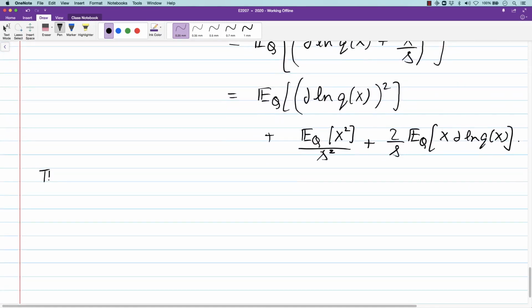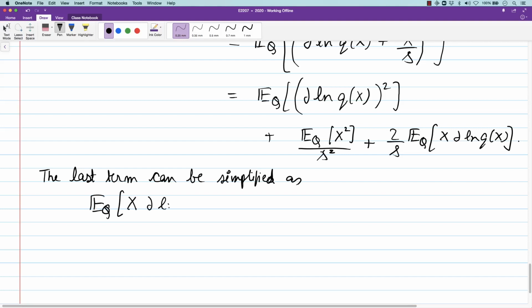Okay, let's look at the last term. What is this term? It can be simplified further. It can be simplified as expected value over q of x times this. This is equal to, let's say for simplicity, let's just write the whole integral: q(x) x d by dx ln q(x) dx.